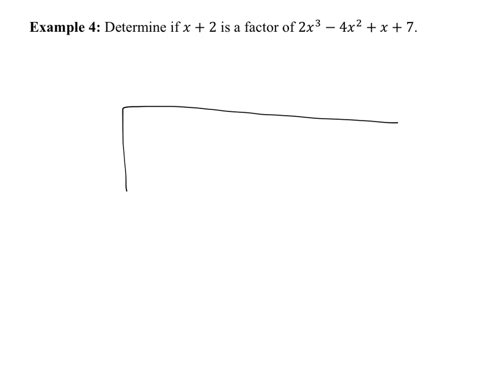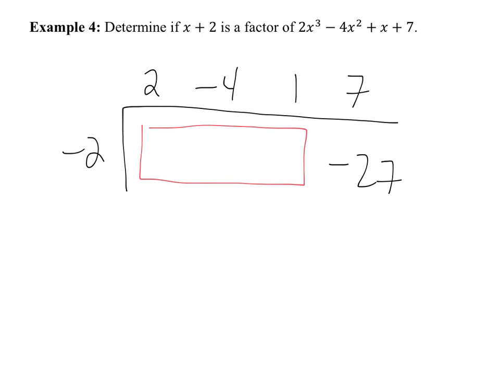Okay, so we get negative 27 as a remainder here, and therefore it was not a factor. 2, negative 4, 1, 7. In this case, it really doesn't matter what these numbers turned out to be, because we weren't really trying to factor it anyway. We weren't trying to find the roots. We were just determining, is it a factor? So the negative 27 is what's important. Obviously, these need to be right, though, for negative 27 to be correct. But you don't need to do anything with that equation afterward.